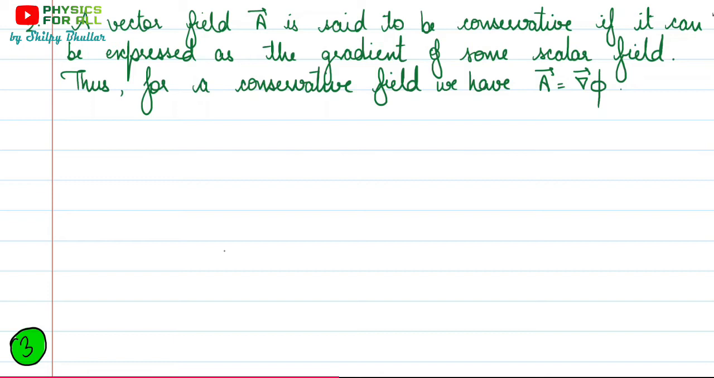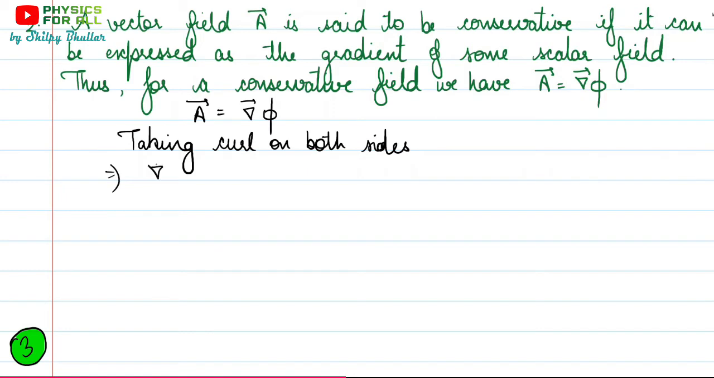So if a vector is made up of a scalar field, then definitely it's going to be conservative. And we can understand this by supposing we have this vector with us, and if we take the curl on both sides, what do we get? It's del cross A. As you know, curl means when you take the cross product with the del operator, and here we would get del cross del phi.